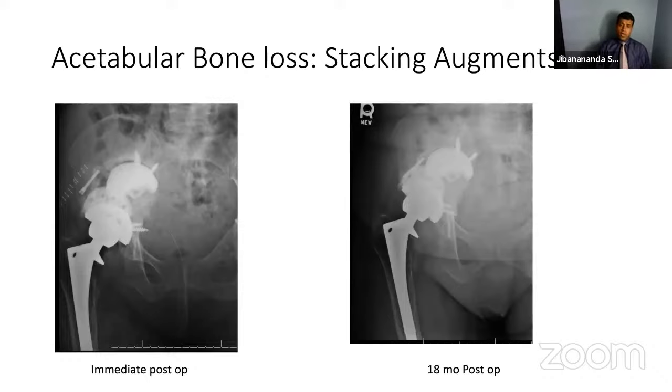She did actually quite well, with a 1.5-year follow-up. Mechanically, she did really well. As you can see, the augments did grow into the rest of the bone. The cup seems to be stable.